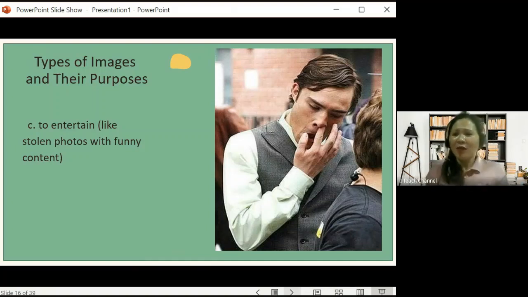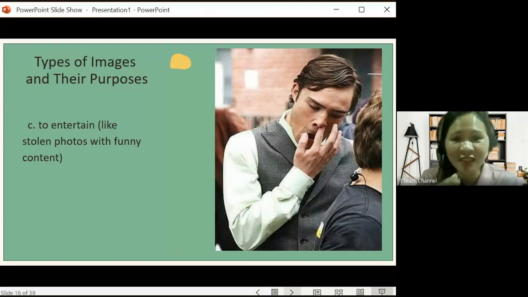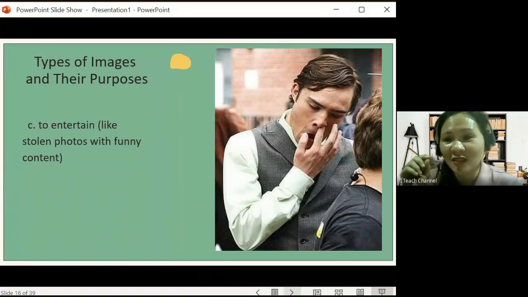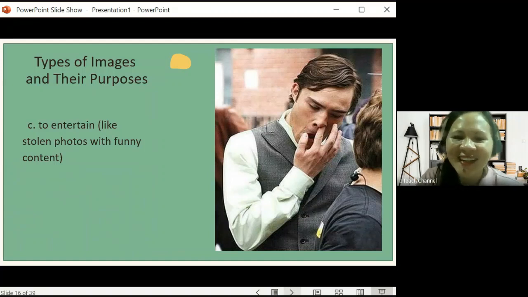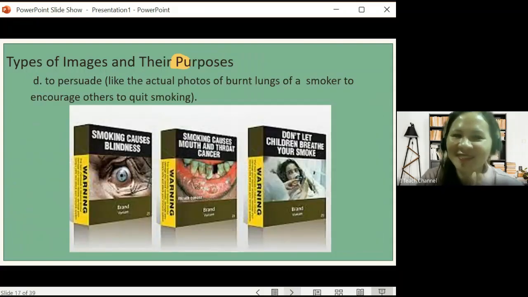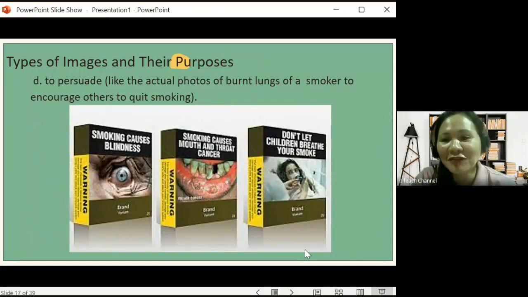Actually, in taking photos like this to entertain, these are pictures which are taken without permission. These are stolen pictures. Okay? Because the main purpose of that picture is really to entertain all of us. Okay. Next one. The number 4.